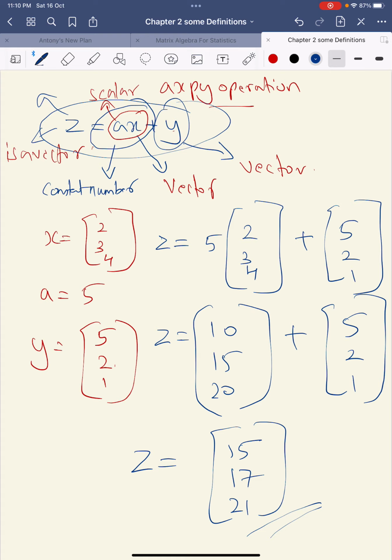Now, why is it called axpy? Just see the similarity here. a is a constant, so this a is this a here, and the x vector is x here, plus for p, and then y for y here. So that's why it is actually called the axpy operation.